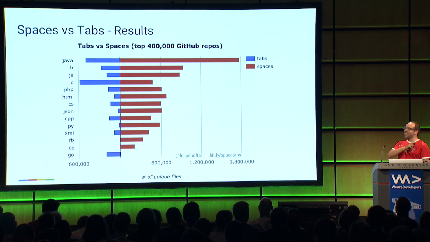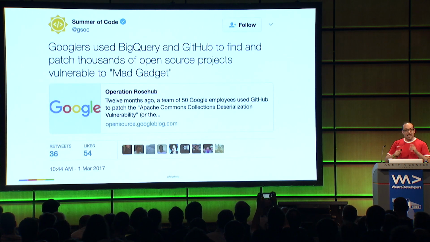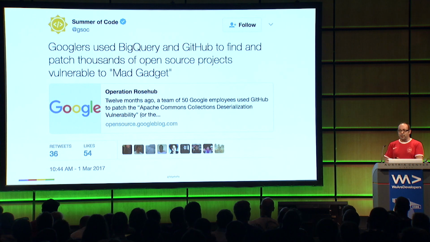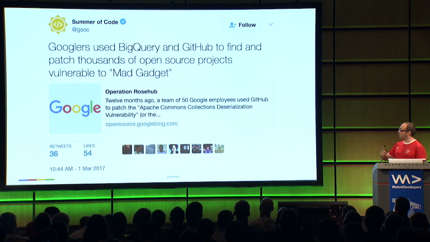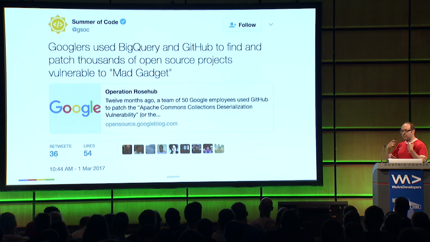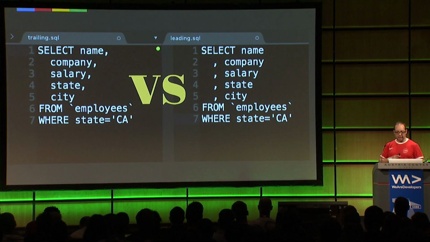Go spaces. Okay. People have used this project to solve other problems, like security issues. This was a group of 50 Googlers that found vulnerabilities in GitHub's code for the Mad Gadget project, and they used BigQuery to search and solve these problems in a lot of projects.